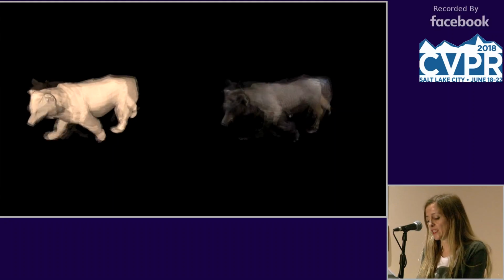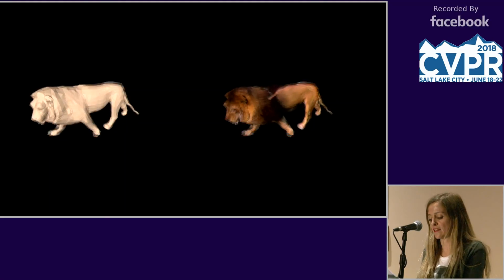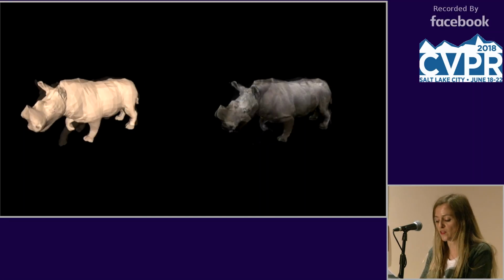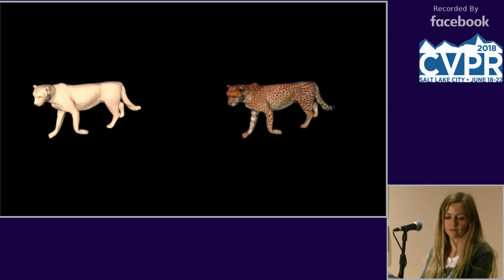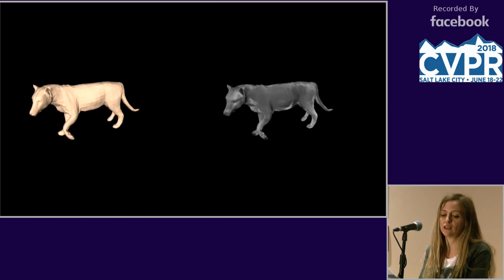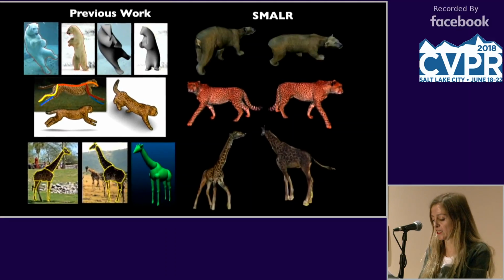So with SMALR, we obtain a better fit to input data and also capture the animal texture. We applied our technique to different animals, recovering shape details that are not present in the SMAL model, like, for example, the rhino's horn. And we were also able to recover the 3D model of the Tasmanian tiger. So compared with previous work, we obtained more realistic results.